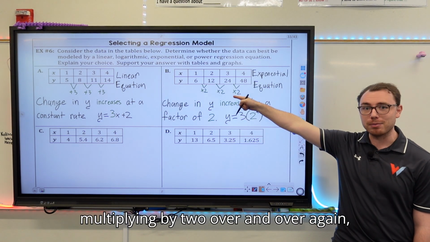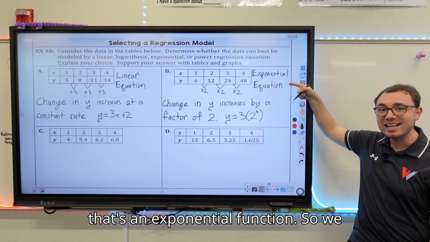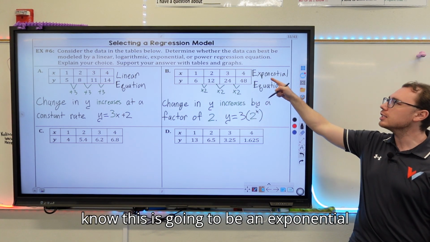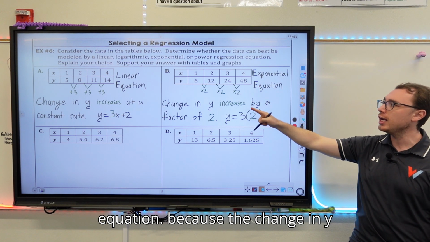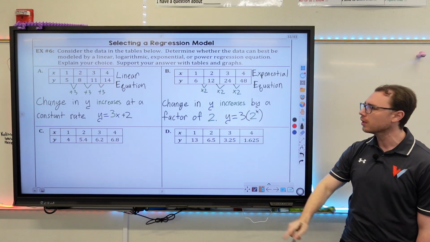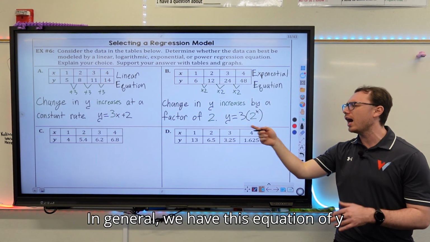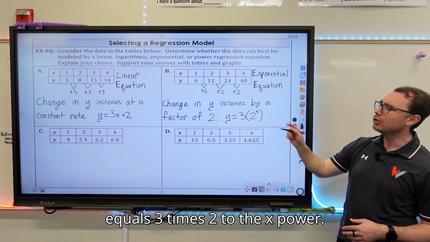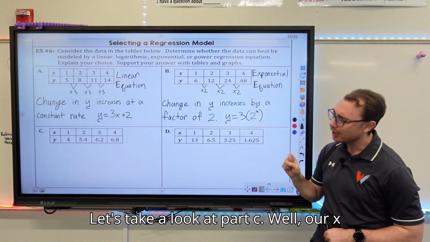And if it's multiplying by 2 over and over again, that's an exponential function. So we know this is going to be an exponential equation because the change in y increases by a factor of 2. In general, we have this equation of y equals 3 times 2 to the x power. Let's take a look at part C.